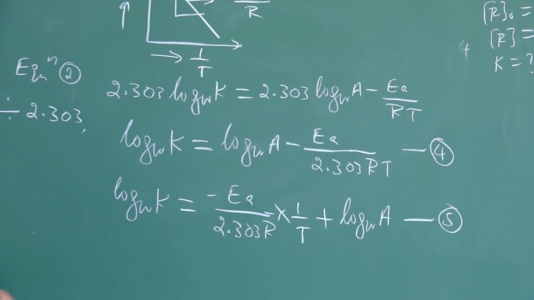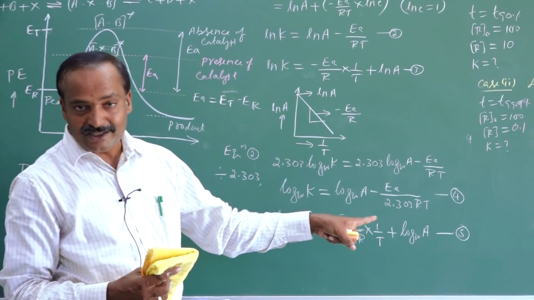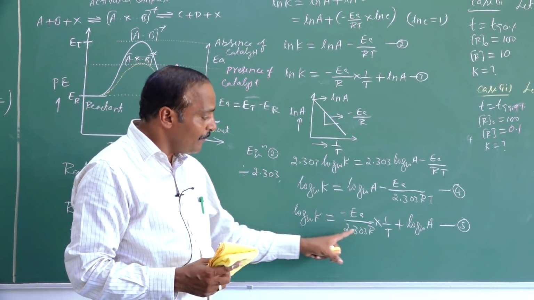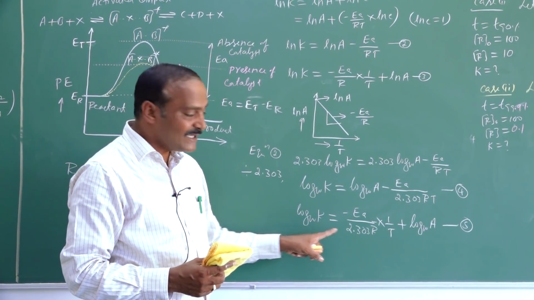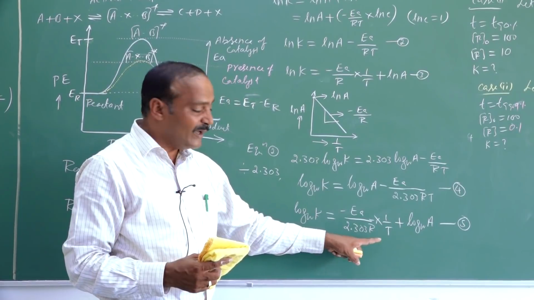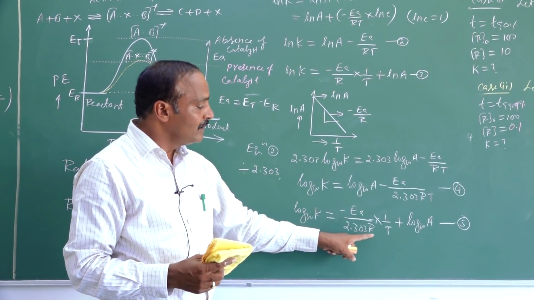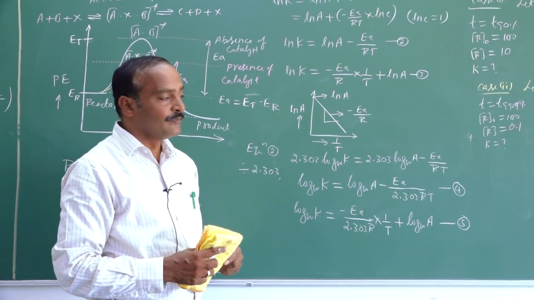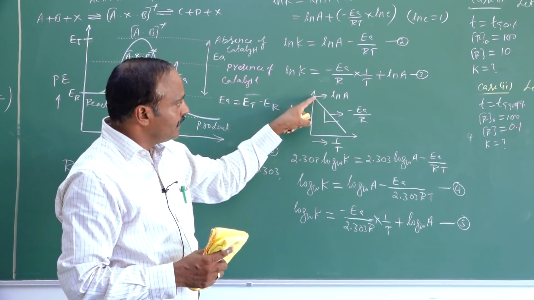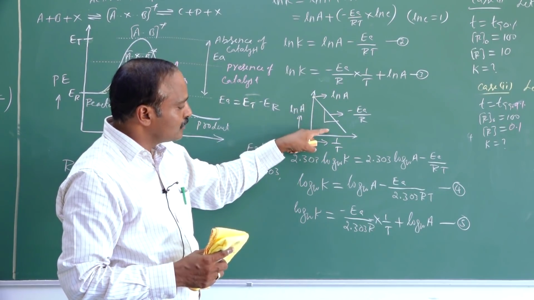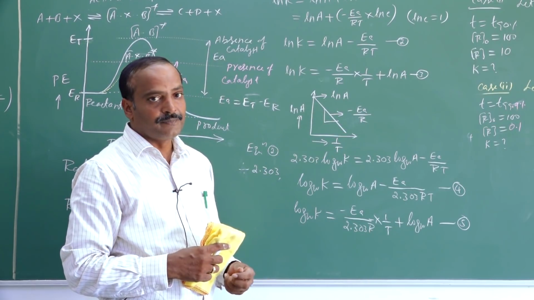Look here. This equation is in the form of y is equal to mx plus c. Is it clear? Y axis is log base 10 K, x axis is 1 by T. We get a negative slope, minus A by 2.303 R, and the intercept is log base 10 A.